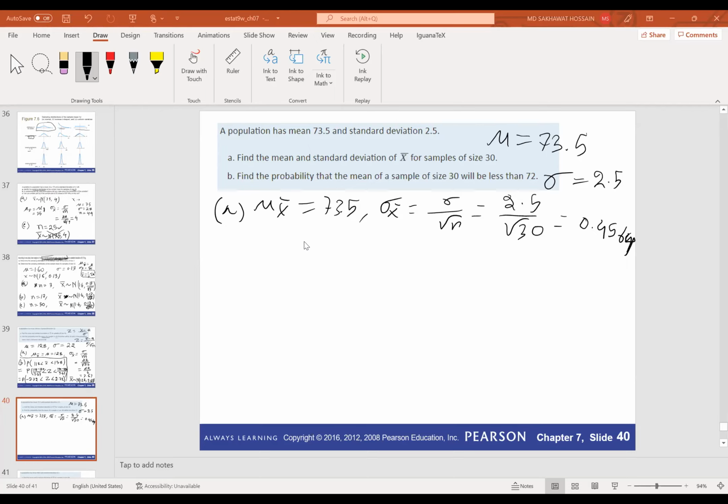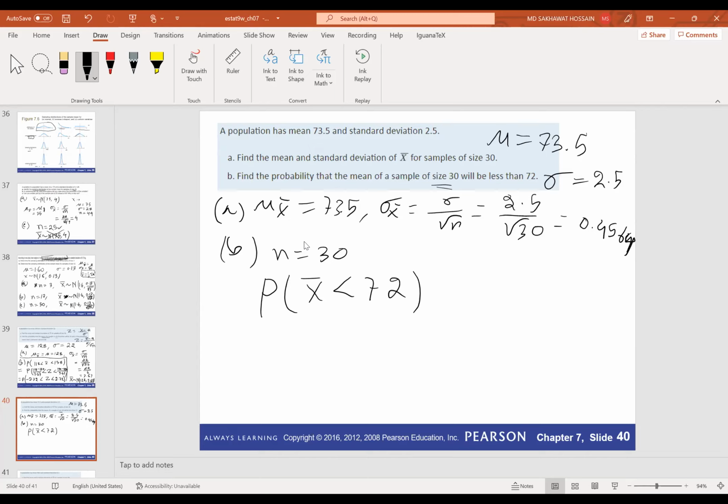Now we need to find the probability that the mean of a sample size 30 will be less than 72. So in part B, we have sample size n equal 30. Now we need to find the probability where the mean X bar is less than 72. We need to find this probability.